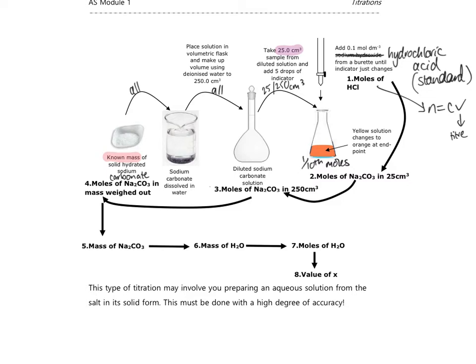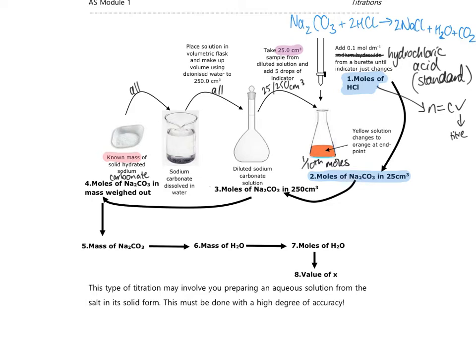But where it says number 1 here, that's where our calculation starts. Our calculation starts here because we have two values for hydrochloric acid. We have our titre for our volume, we have our concentration, so we can work out the number of moles. Then we can transfer that to work out how many moles of sodium carbonate there were in the conical flask. How do we do that? Well, we do that by our reaction equation.